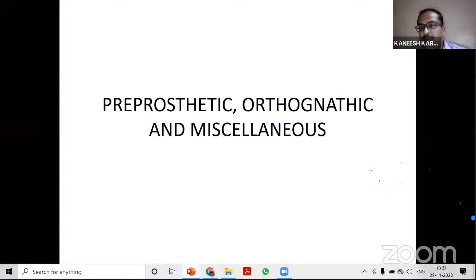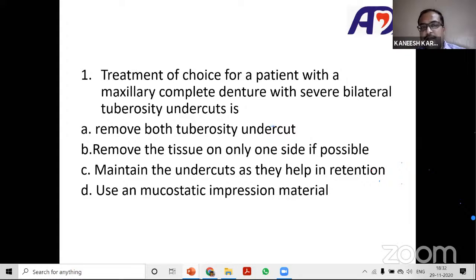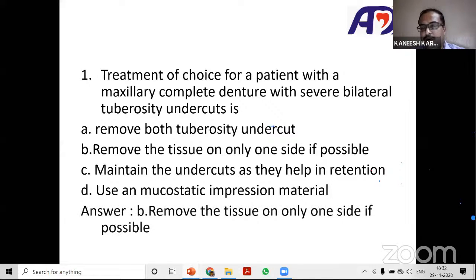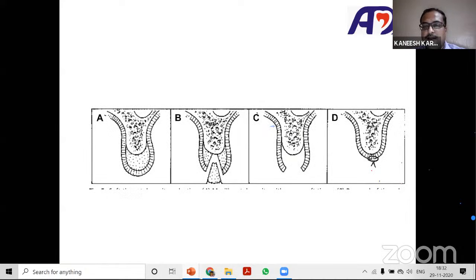So we'll move on to pre-prosthetic, orthodontic, and miscellaneous. Okay. So treatment of choice for a patient with a maxillary complete denture with severe bilateral tuberosity undercuts. Of course, it is a straightforward question. Yeah, you have to remove the tissue on only one side if possible. Okay, the other side we will use for retention. This is the maxillary tuberosity soft tissue reduction.